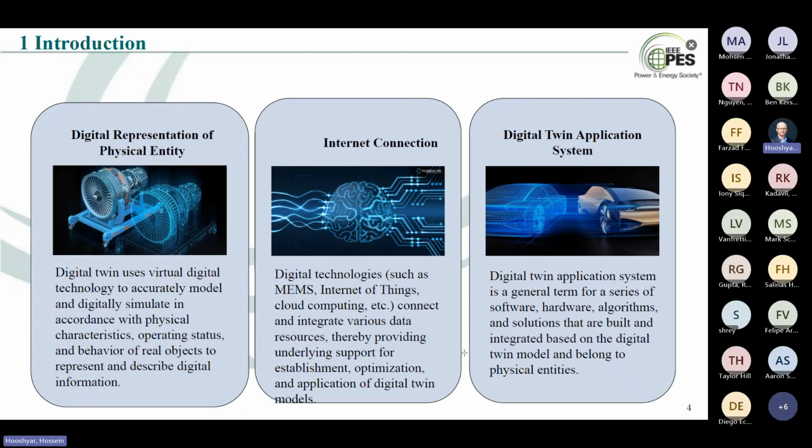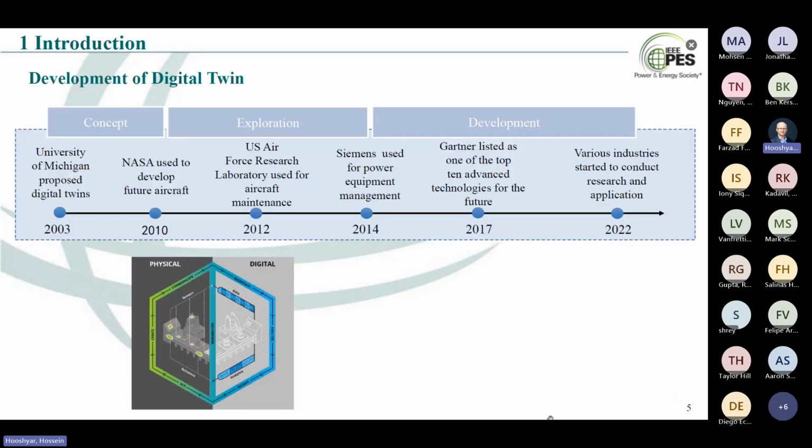Next. So the way we are talking about digital representation, internet connection for all kinds of data, as well as the digital twin applications in our asset management level. Go next. Since there are a lot of slides, I'm trying to do it quickly. Here's the one that basically everyone knows, that digital twin goes back about 20 years. So now it's getting hotter in different industries.